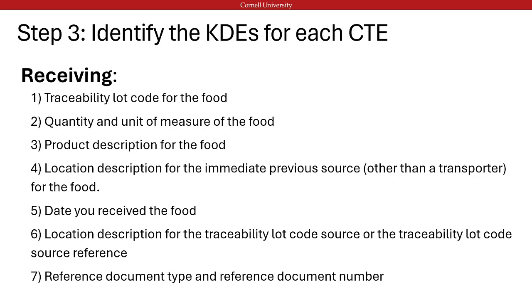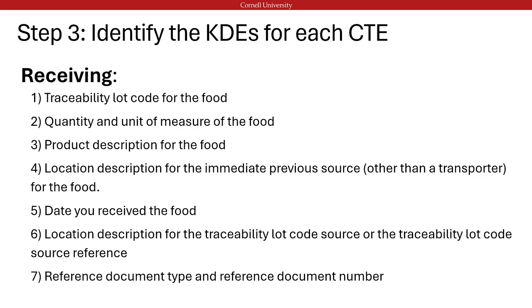But the number 4 here, this key data element, this one is critical and may not be provided by a lot of suppliers. Currently, this is the location description for the immediate previous source of the food. So essentially, you'll need the location of the farm and field that this product came from, in this case, lettuce. And that will have to be supplied to you from the supplier. And that is a very key data element that you'll need to keep track of.